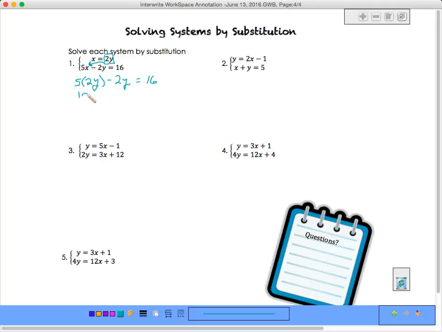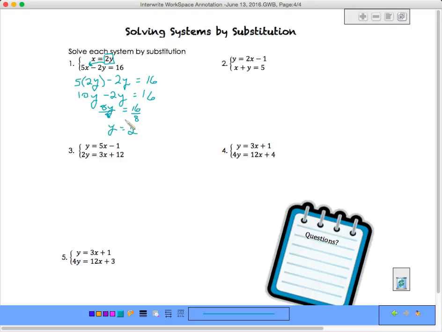So 5 times 2 is 10. 10y minus 2y gives me 8y. And then I know how to solve this. I can just divide by 8, which gives me y equals 2.